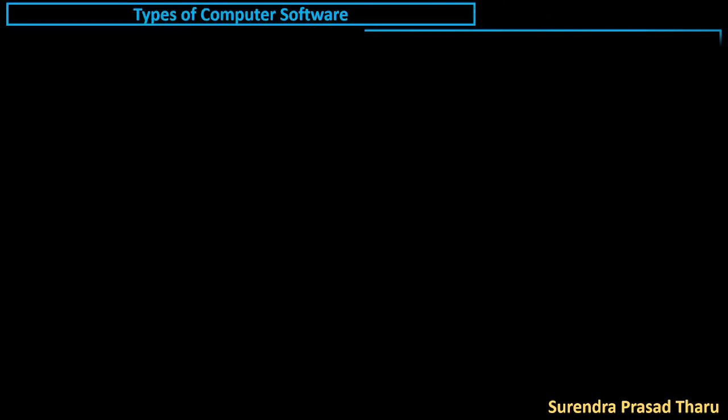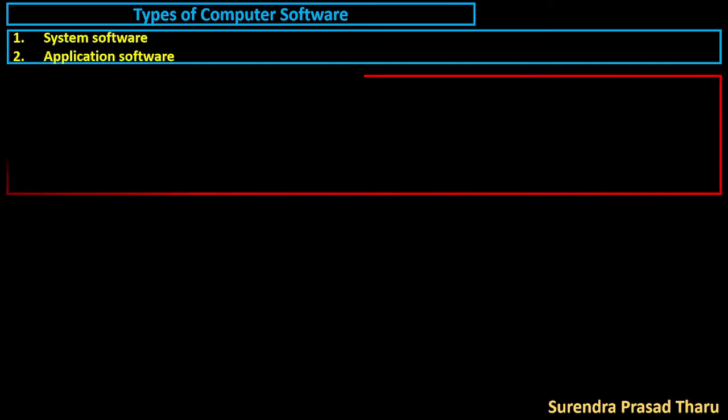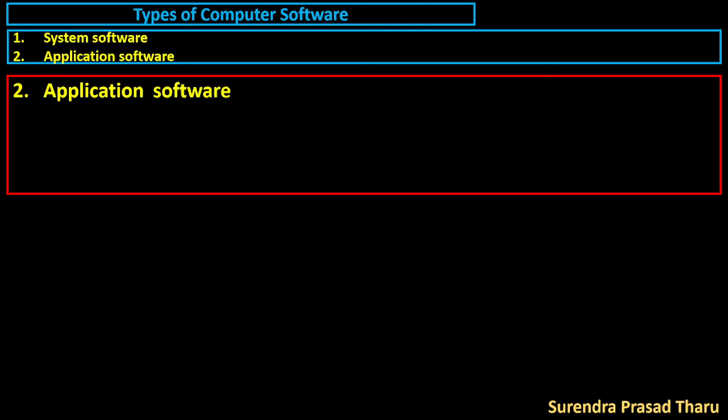And here are the different types of software. Among the different types of software, we have already explained the system software. Now application software is left. So what is application software? Here we can go through application software with some definitions.